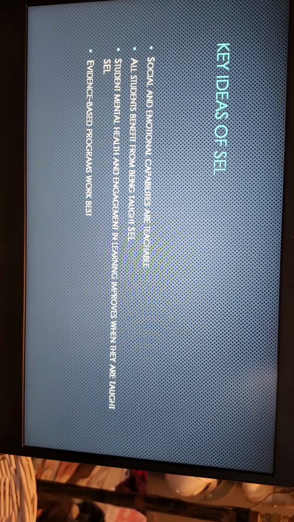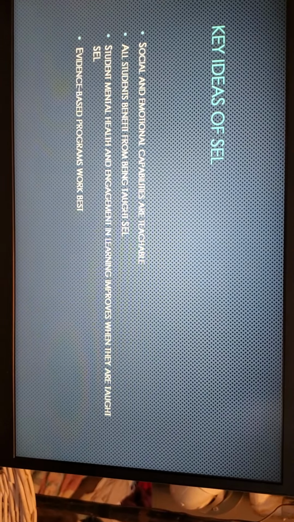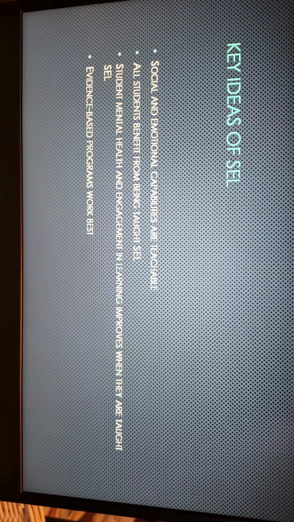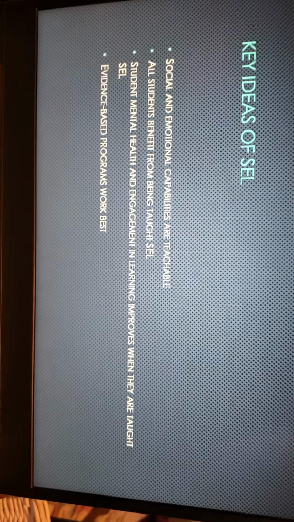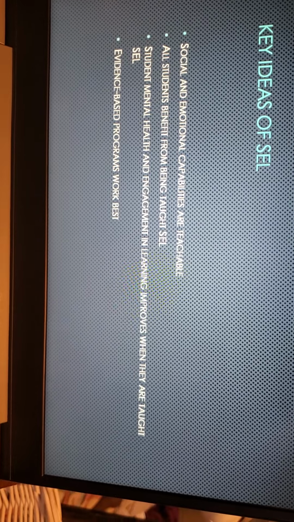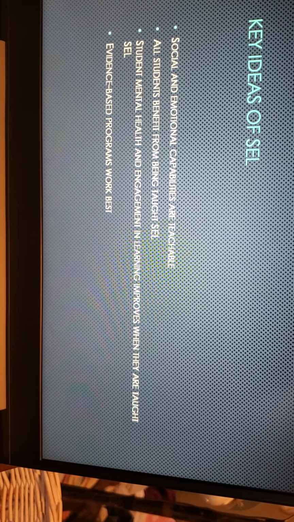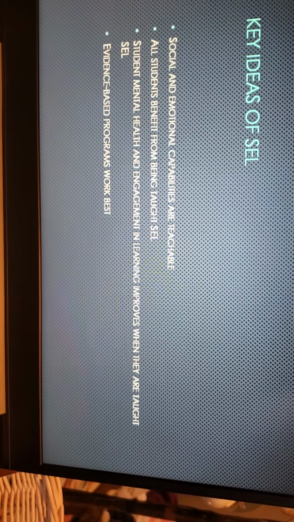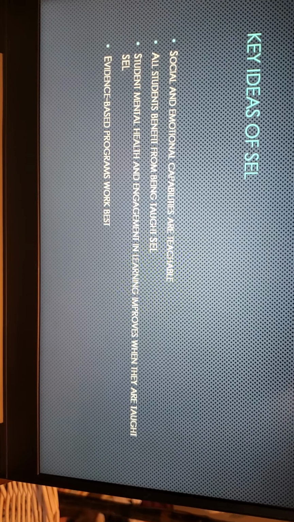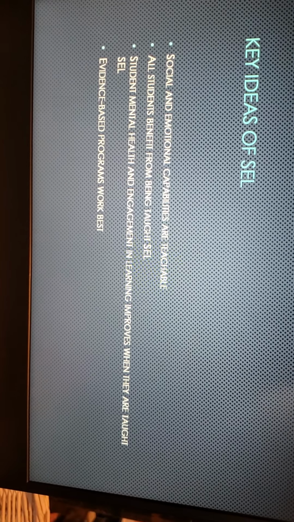Some of the key ideas for SEL are that social and emotional capabilities are teachable. All students benefit from being taught SEL. Student mental health and engagement in learning improve when they are taught SEL. And it works best with an evidence-based program.